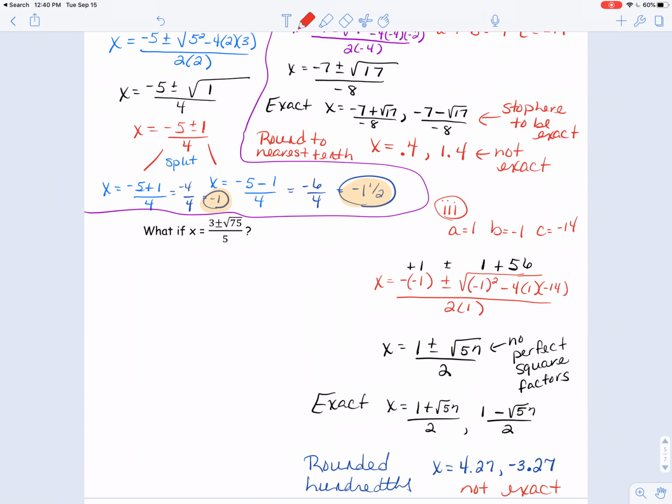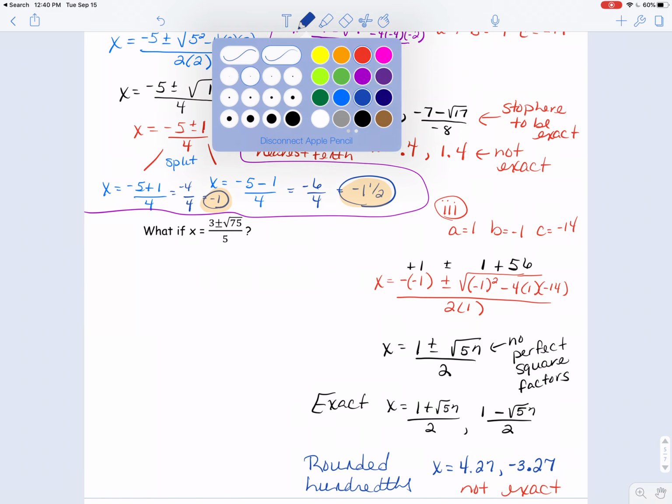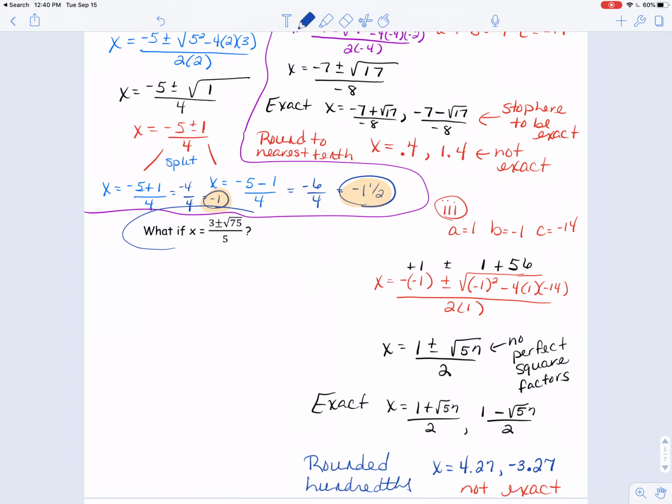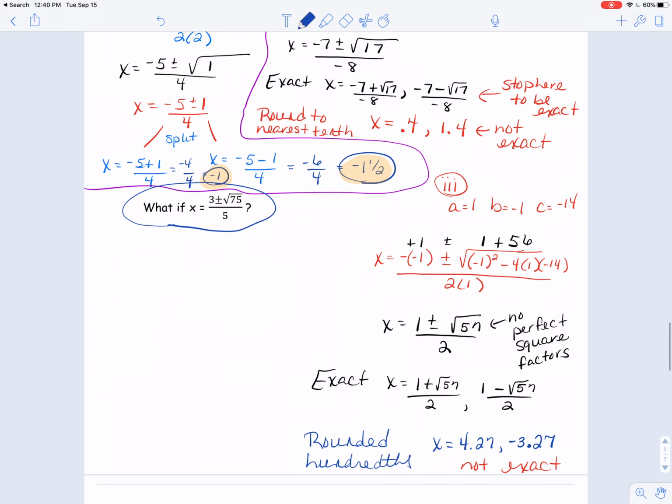Alright, so what if you're working and you get a problem that does have a radical with a perfect square factor, like this one? Let's do this one. Alright, so I've got x equals 3 plus or minus the square root of 75 over 5. But you put that in MyMathLab and they're telling you that you're not simplifying it. And you're like, okay, so that means I can go a little bit further. What that means is 75 has perfect square factors.